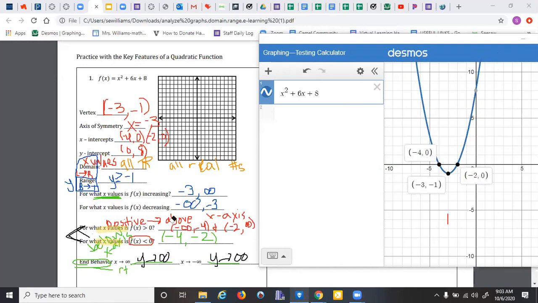Then it says for what x values is it negative? Well, that's where it is below the x-axis. So it is below the x-axis from here to here. And again, you're doing the x values. So from negative 4 to negative 2, this is an interval, it's not a point. So from negative 4 to negative 2, it is below the x-axis. This is new. It's going to take a while for your brain to wrap around it.